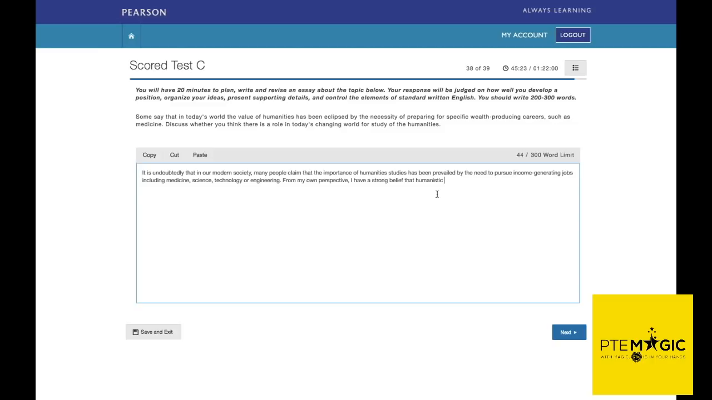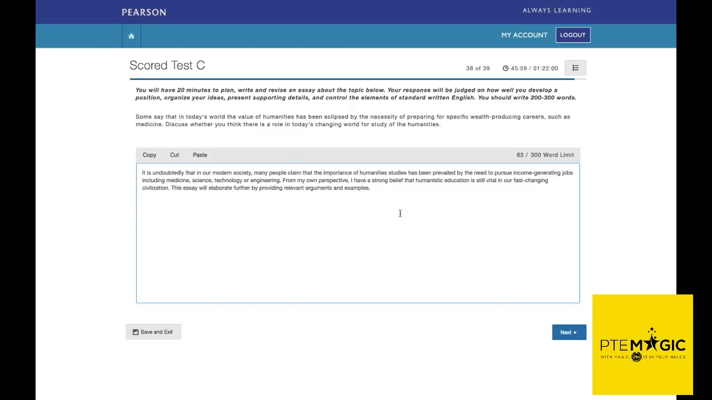I have a strong belief that humanistic education is still vital in our fast-changing civilization. This essay will elaborate further by providing relevant arguments and examples.